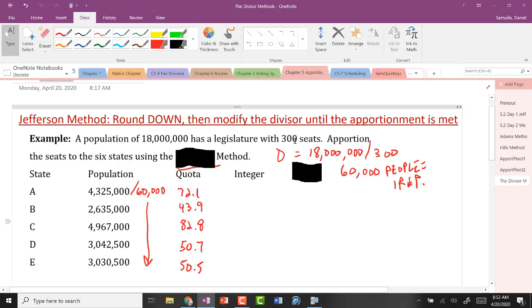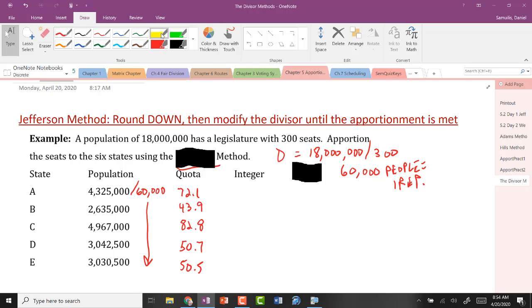In all three of these next methods, they are still the same start. The very beginning step is exactly the same. Take your populations and divide them by what's called the standard divisor. If there's 18 million people and you want 300 legislators, when you divide you get 60,000, which means one rep will represent approximately 60,000 people. Approximately, but then we have to make changes based off of whatever method it is.